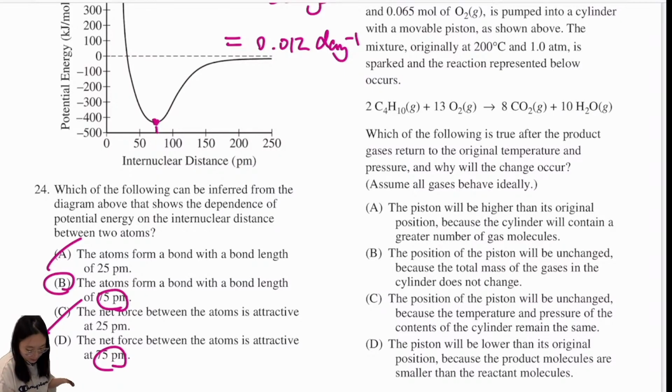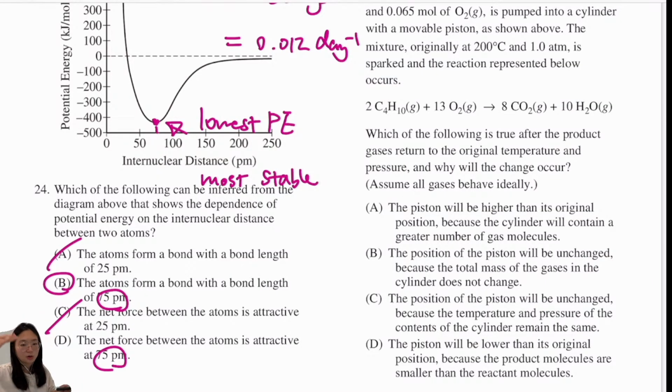So this point literally just means that at this point it has the lowest potential energy, or it is the most stable one. It's the most stable state. High potential energy always means unstable. Low potential energy always means that's stable.